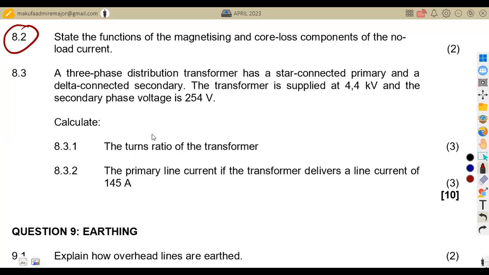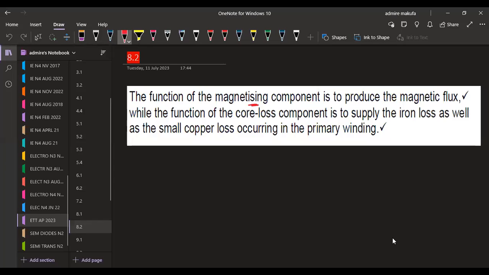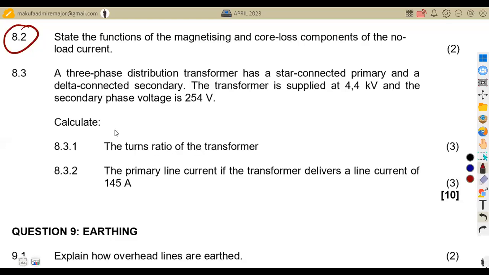State the functions of the magnetizing and core loss components of the no load current. I asked to state, meaning we just need the functions in this case. All right, so we're given that the major function of the magnetizing component is to produce the magnetic flux, while the function of the core loss component is to supply the iron loss as well as the small copper loss occurring in the primary windings. All right, so with this part, you were going to obtain all the marks.